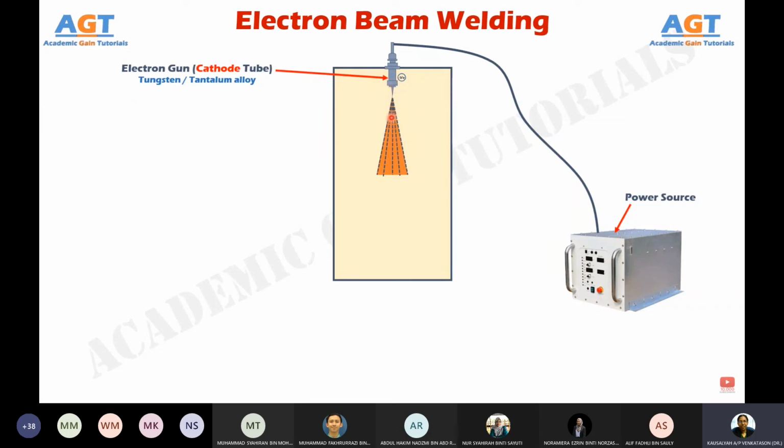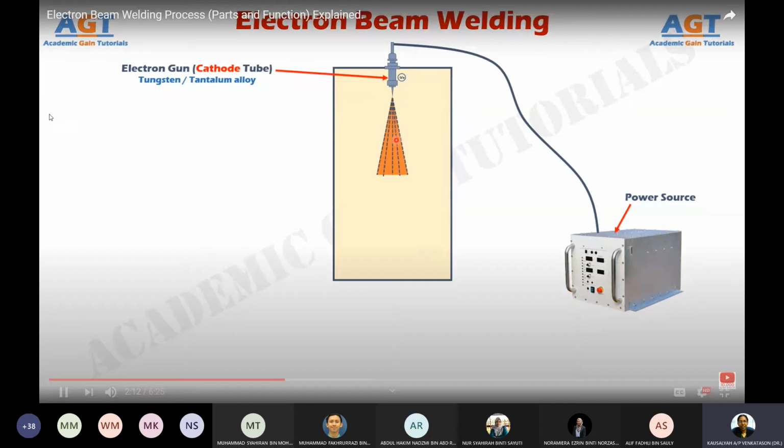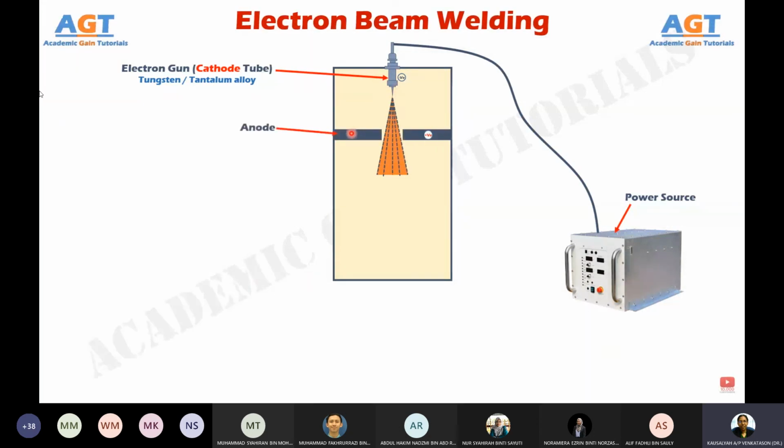Now, when electrons have been generated, we need to increase the velocity of electrons for the welding process. For increasing the velocity and accelerating the electrons, we need to create a potential difference between this cathode and an anode. So, here we have an anode, which is a positive terminal. When power supply is given to the anode and the cathode, a potential difference of around 30 kilovolts to 175 kilovolts is created between this anode and cathode.